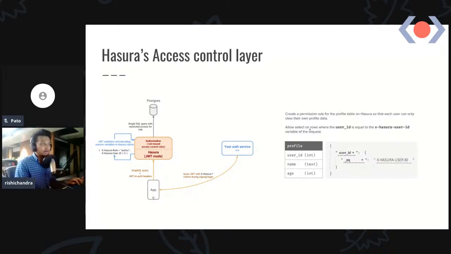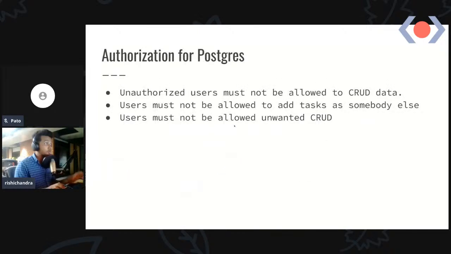For example, in this case, if we have a profile table, we can have a rule such that if users have a particular x-hasura-user-id, they should be allowed to access rows only when the user ID is equal to that x-hasura-user-id. So you can set up all kinds of complicated rules as a function of the session variables and enforce these conditions.